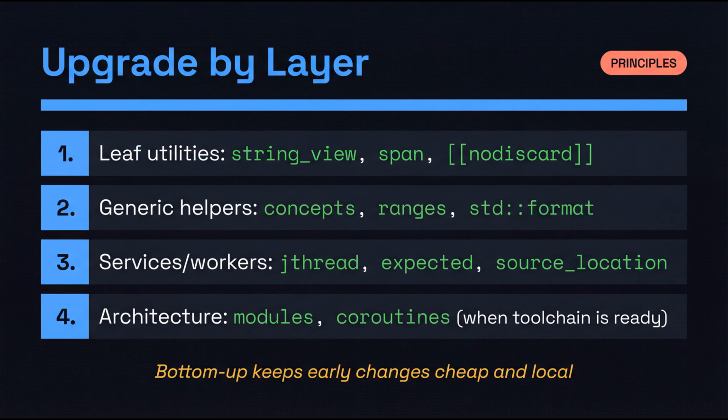Layer 4. Architecture-level features. Modules and coroutines require toolchain support and broader changes. Adopt them when the pain point, header overhead or callback complexity, is real. Bottom-up keeps the early changes cheap and testable.